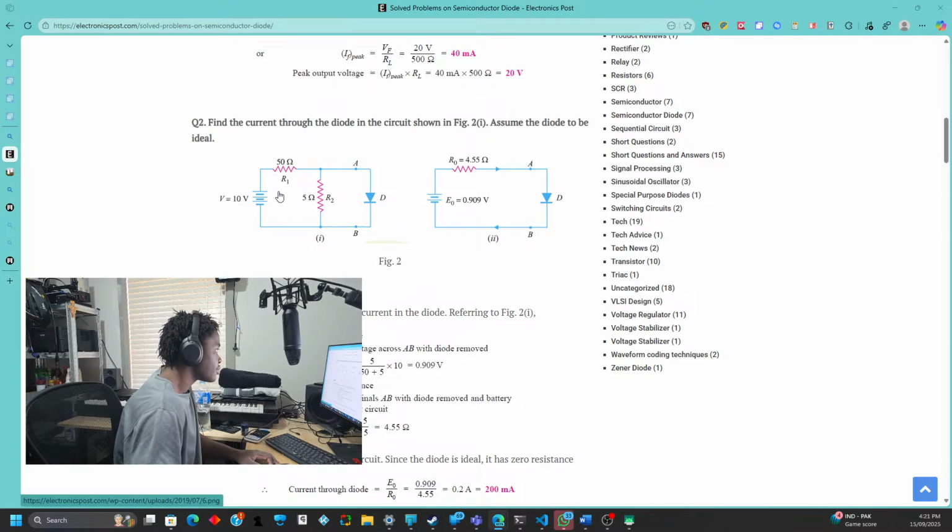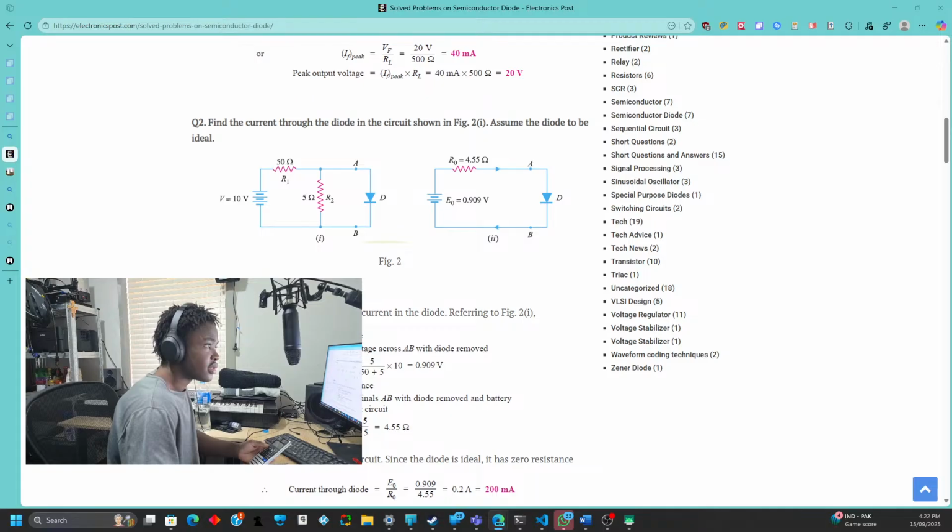Okay, so it's happening. So we know here the current goes through here, then it splits here and splits there. Then let me check the equivalent resistance here. 1/50 plus 1/5, to the power of minus 1. Okay, that gives us 4.55. That's what they got.